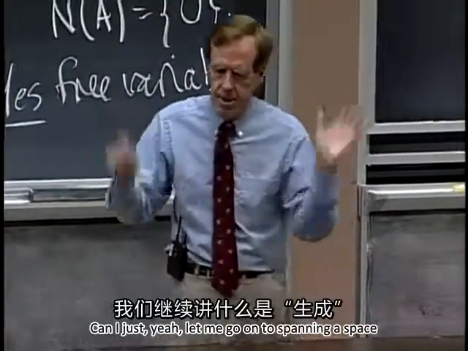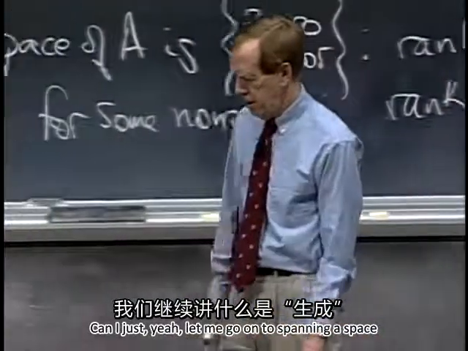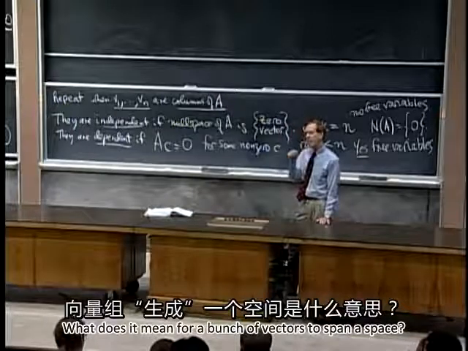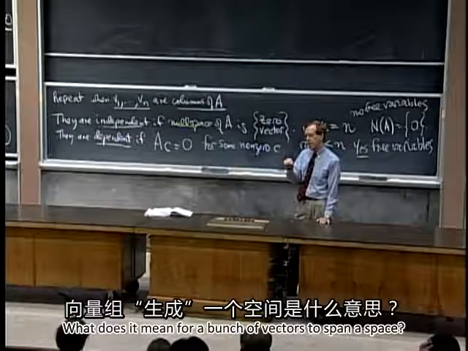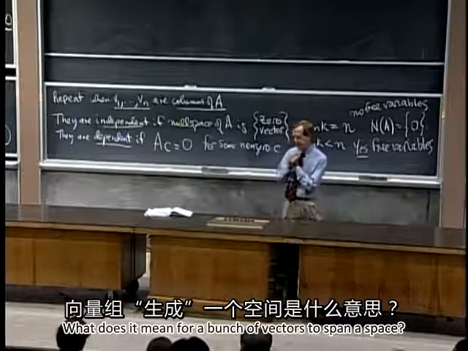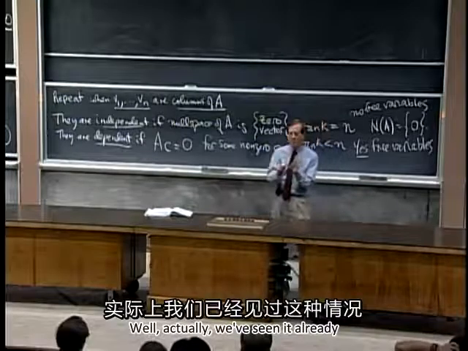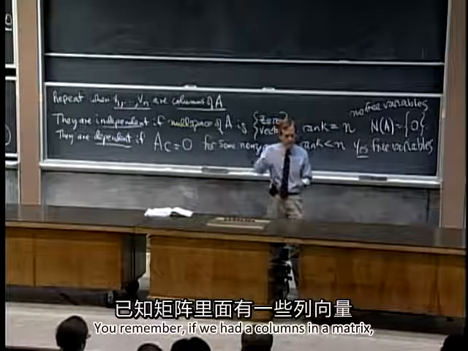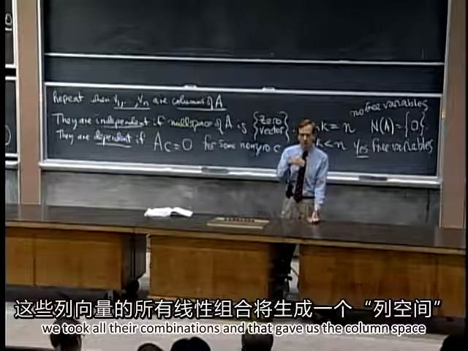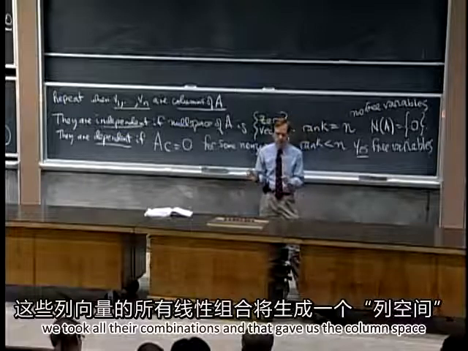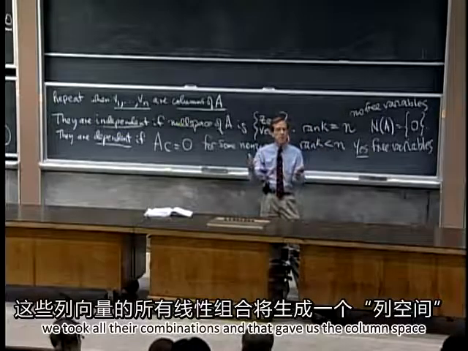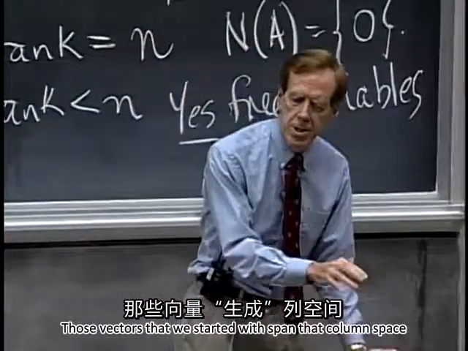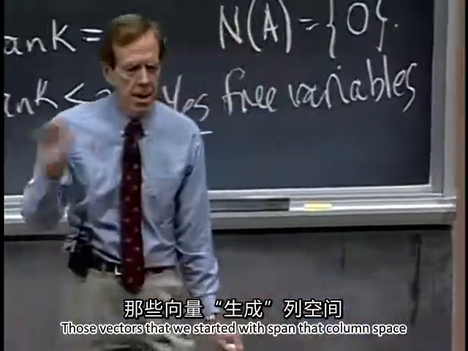Let me go on to spanning a space. What does it mean for a bunch of vectors to span a space? Well, actually, we've seen it already. You remember if we had columns in a matrix, we took all their combinations, and that gave us the column space. Those vectors that we started with span that column space.